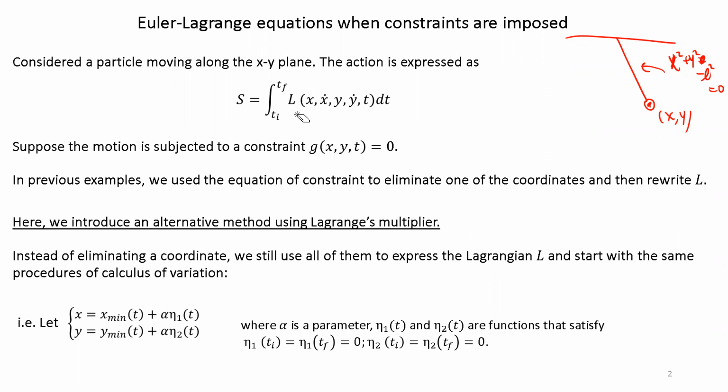So if you have this two variable problem and you don't care about a constraint yet, the strategy, remember, is that I'm going to assume that this x can be written as this x mean plus some parameter eta 1, and then this y equals y mean plus alpha eta 2. So this is exactly the same as what you have seen in the last chapter.